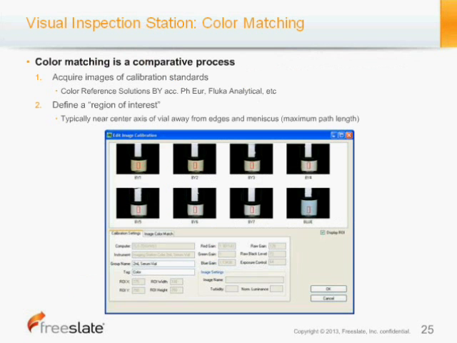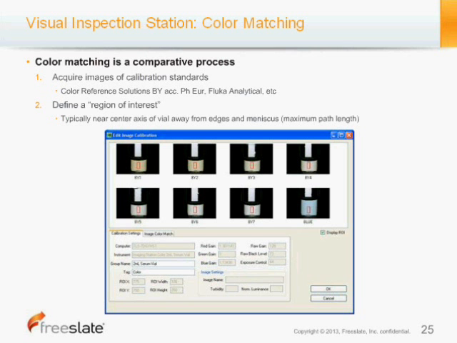The way that we do the color analysis is really a color matching process. First, we measure the calibration or color reference solutions, and in this case we use the European Pharmacopoeia BY standards. Once we measure those, we then measure the sample color in the samples, and we compare the color in the samples against the calibration standards to ascertain the color standard that it best matches with.